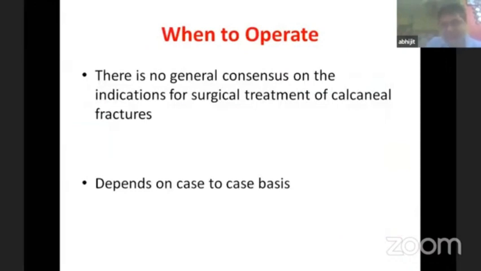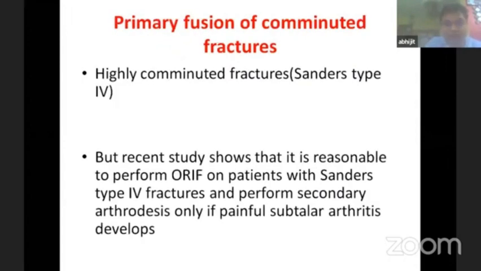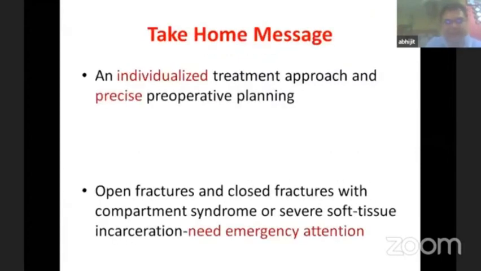When to operate: there is no general consensus on the indication for surgical treatment of calcaneum fracture. It depends on a case-to-case basis. Timing of surgery: it is definitely percutaneous fixation if we plan within 7 days. Otherwise, for osteosynthesis, we can wait till the 3rd week. Primary fusion in comminuted fracture, highly comminuted Sanders type 4, we go initially, but a recent study shows that it is reasonable to perform ORIF on a patient with Sanders type 4 fracture and perform secondary arthrodesis only if painful subtalar arthritis develops. So the take-home message: an individualized treatment approach and precise preoperative planning.